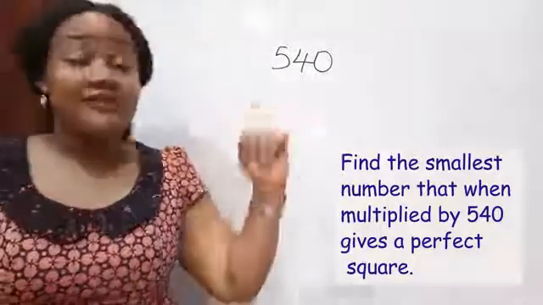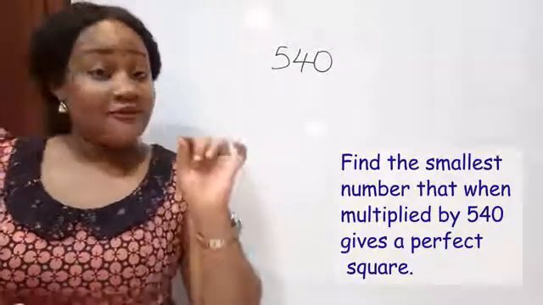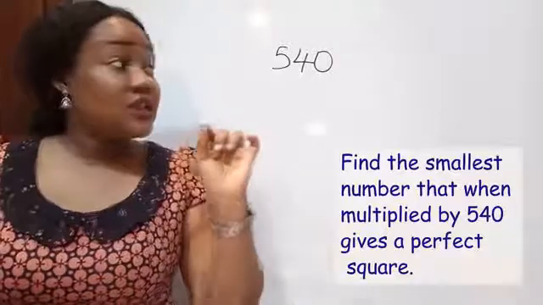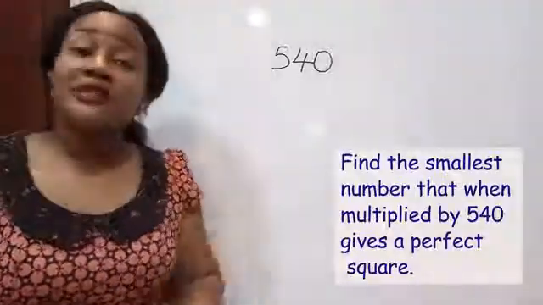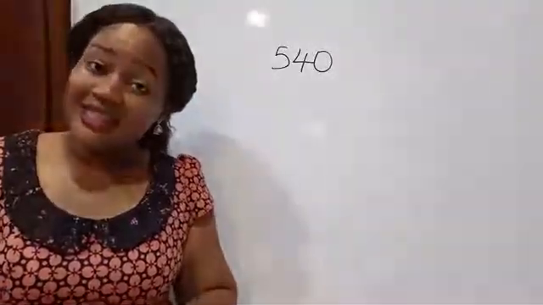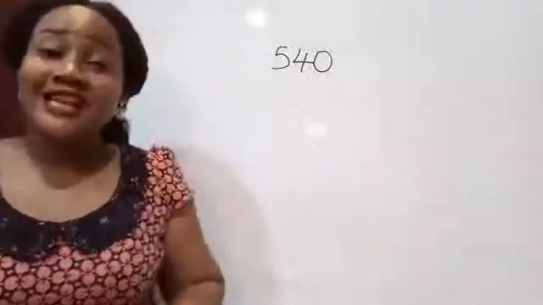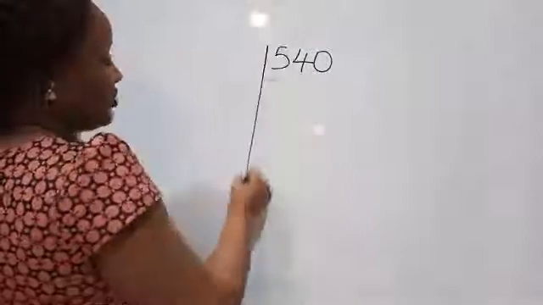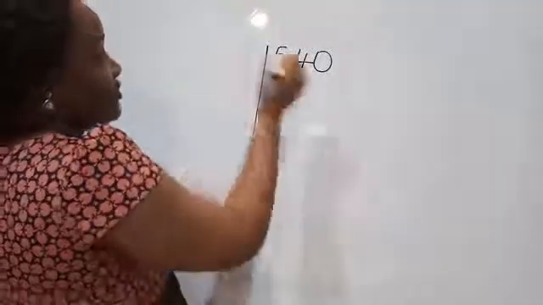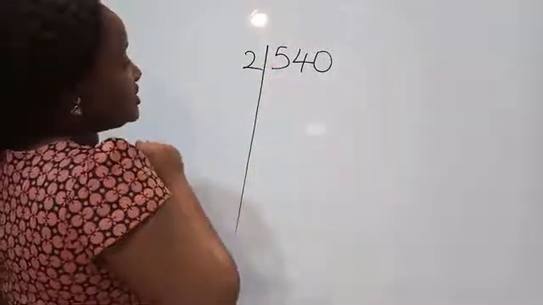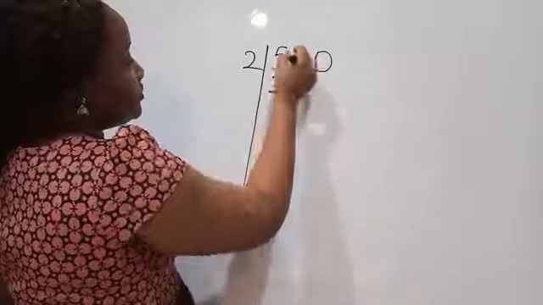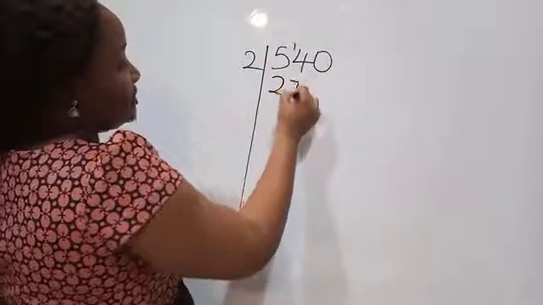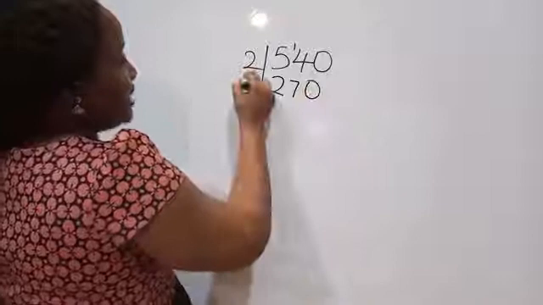So we're looking at 540. First things first, we will find out the prime factors associated with 540. Let's give it a try. Okay, so we have, of course, 2 should go because it ends with 0. So we have 2, 7, 0. Another 2 should go.